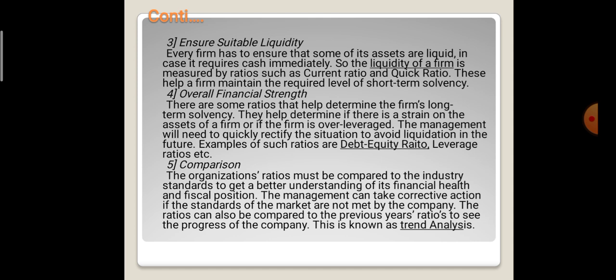The next objective is comparison. Here it establishes the relationship. So the organization's ratios must be compared to the industry standards to get a better understanding of its financial health and fiscal position. The management can take corrective action if the standards of the market are not met by the company. The ratios can also be compared to the previous years' ratios to see the progress of the company. This is known as trend analysis.